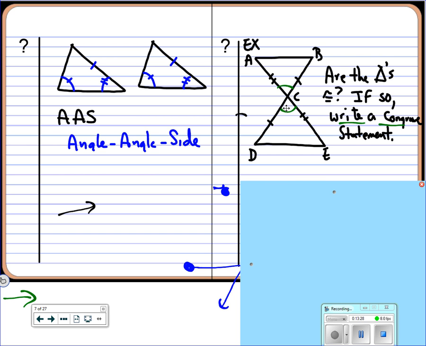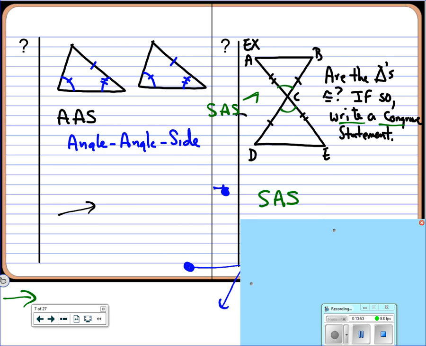Okay, now if I look at that, I see that that is a side angle side situation, right? I have a pair of sides that match a pair of sides, and the angle is trapped between those two sides, right? Here's these two sides, and it's trapped between them. Here's the two sides, and they're trapped, so that's side angle side. Okay, since those two triangles are congruent, I'm going to need to write a triangle congruent statement.